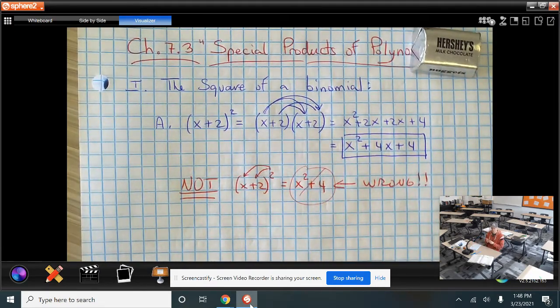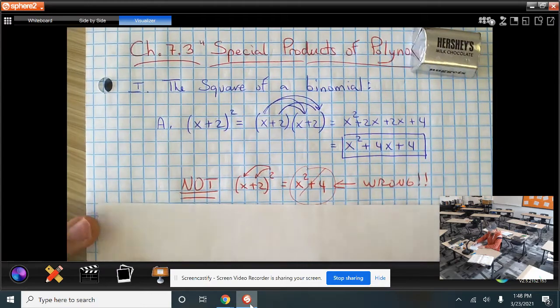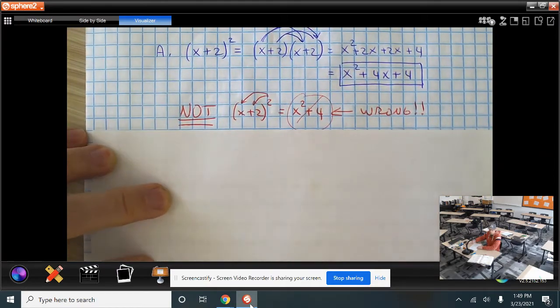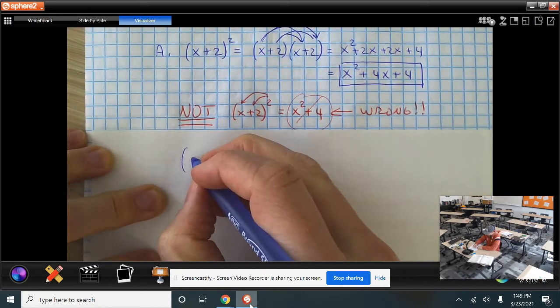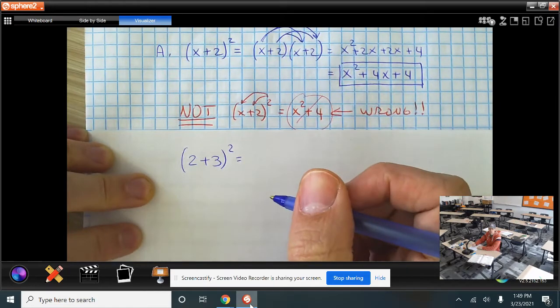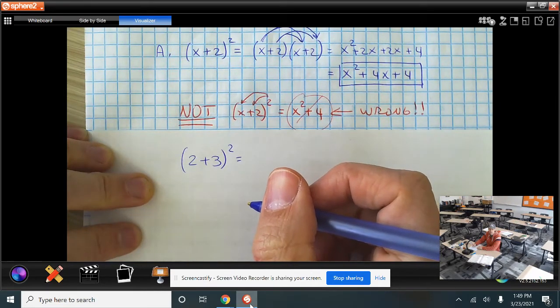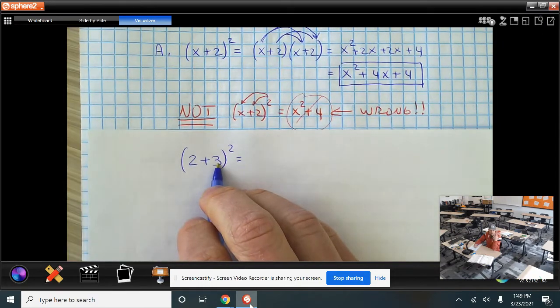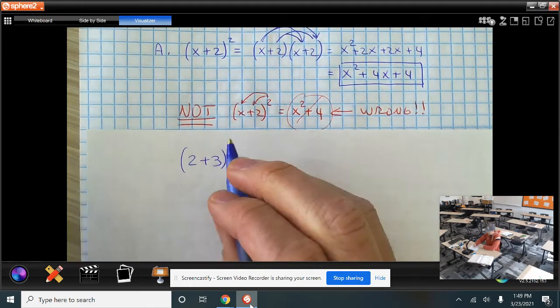It's not right. I'm going to do a numerical example for you so you guys can really see how this does actually make sense. There's a reason behind it. So let's just go ahead and use some easy numbers. You don't need to write this in your notes, just watch. So for example, 2 plus 3 squared. Okay? So you know that 2 plus 3 squared is 25. Think about it for a second. 2 plus 3 is 5, and 5 squared is 25. So this needs to be 25, right?